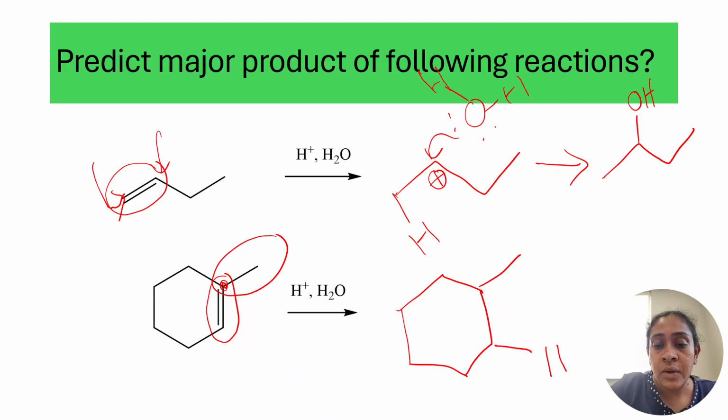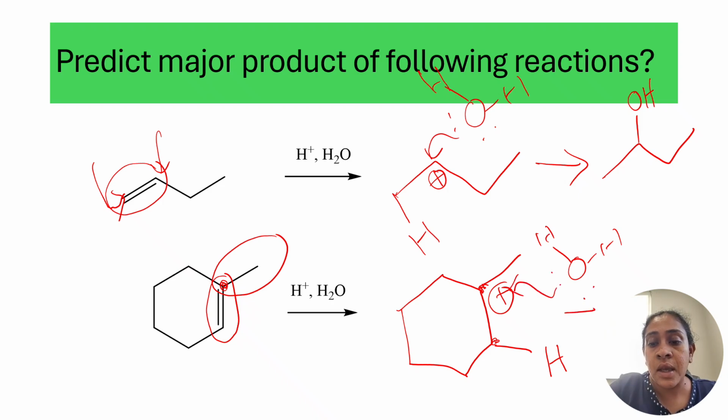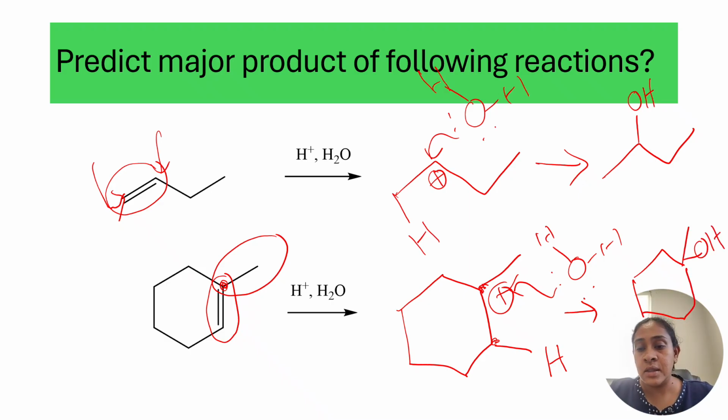The H plus, or the electrophile, is going to add to the sp2 carbon where we have more hydrogens, and that will create the positive charge here. Since it is producing a tertiary carbocation, no rearrangements are necessary. So a water molecule will come and attack this positive charge, giving us our product. So we will see this molecule as our product, and it is going to be 1-methylcyclohexanol.